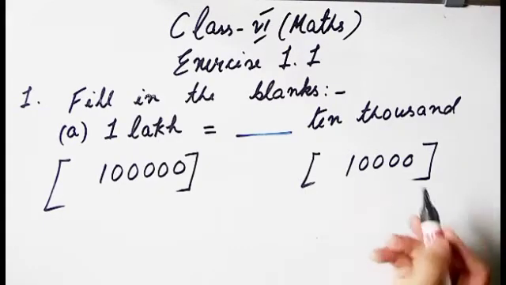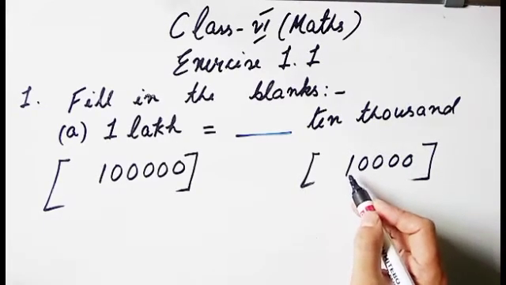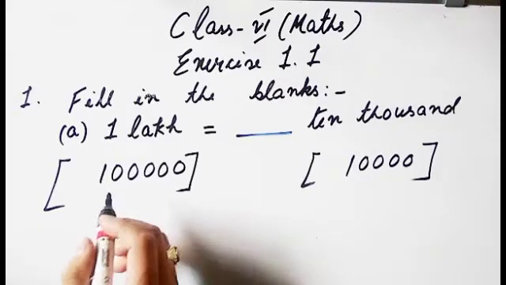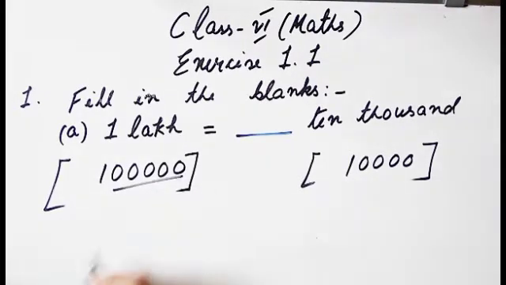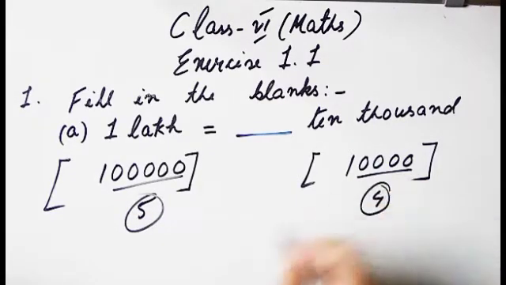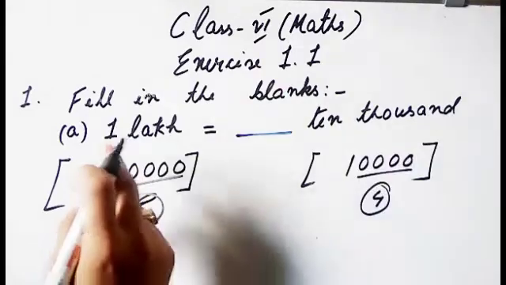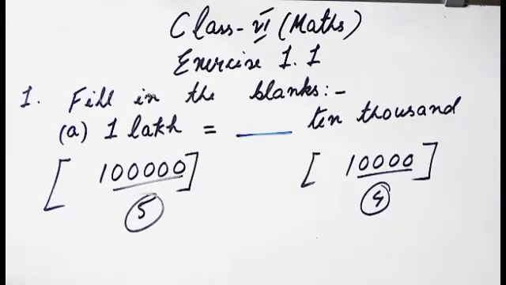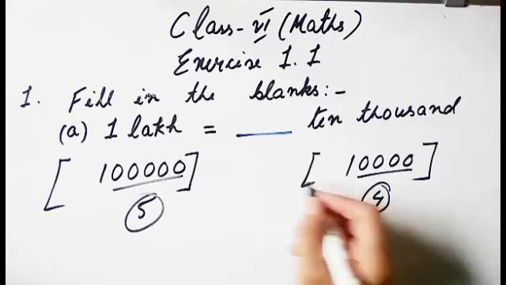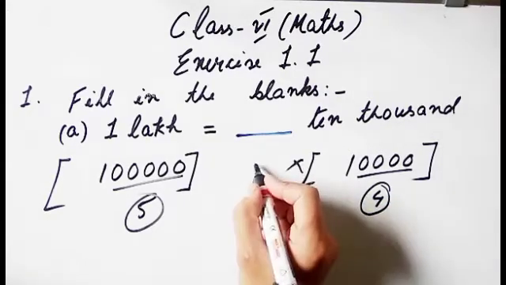Understood? 10,000. Ones, tens, 100, 1000, 10,000. So if we count the number of zeros in 1 lakh, there are 5 zeros. Okay, and in 10,000, there are 4 zeros. Understood students? So in order for this value 10,000 to be equal to 1 lakh, we need 1 more zero, right? In 1 lakh there are 5 zeros. In 10,000 there are only 4 zeros. So we need 1 more zero. So that's why this 10,000 will be multiplied by 10.